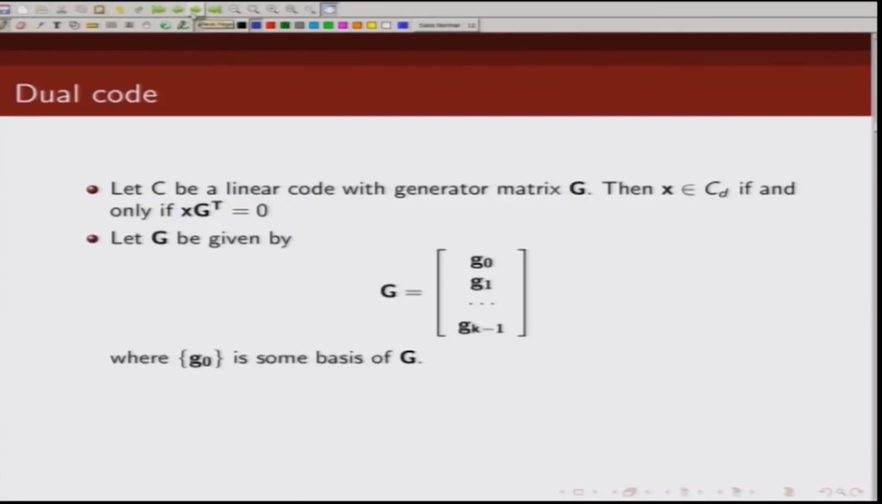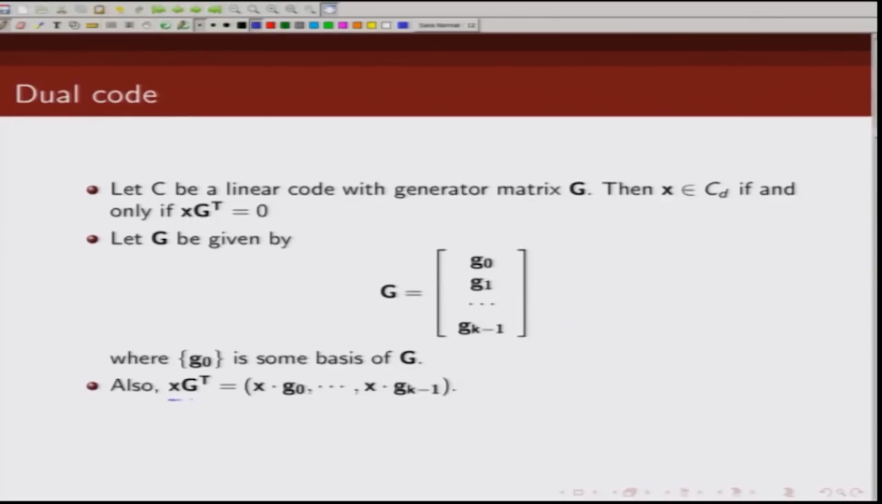So, let us write the generator matrix of a linear block code C. As you know, this is a K cross N matrix, and G0, G1, G2, up to Gk minus 1 are these K generators, each of length N. So, this G is a K cross N matrix, and any code word can be generated using these generators G0, G1, G2, up to Gk minus 1.